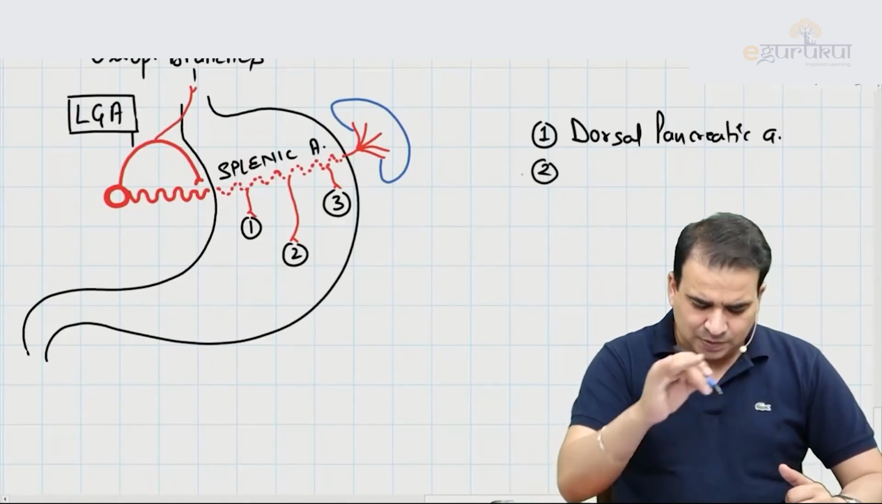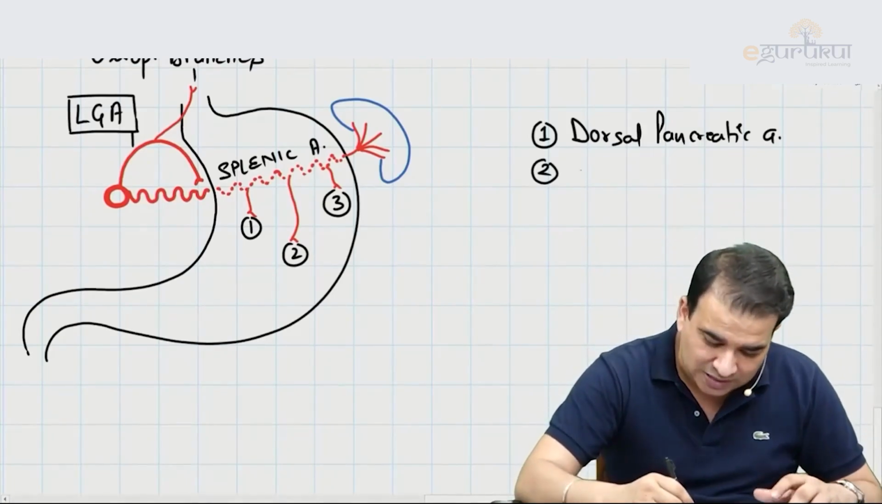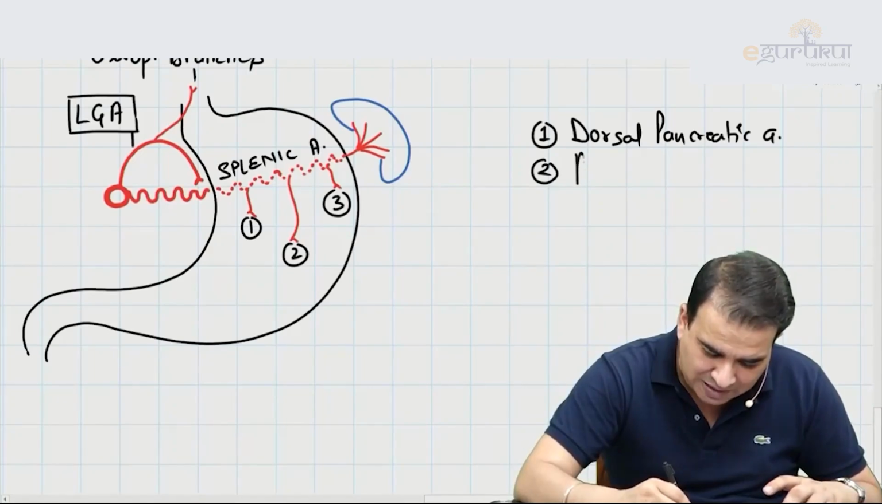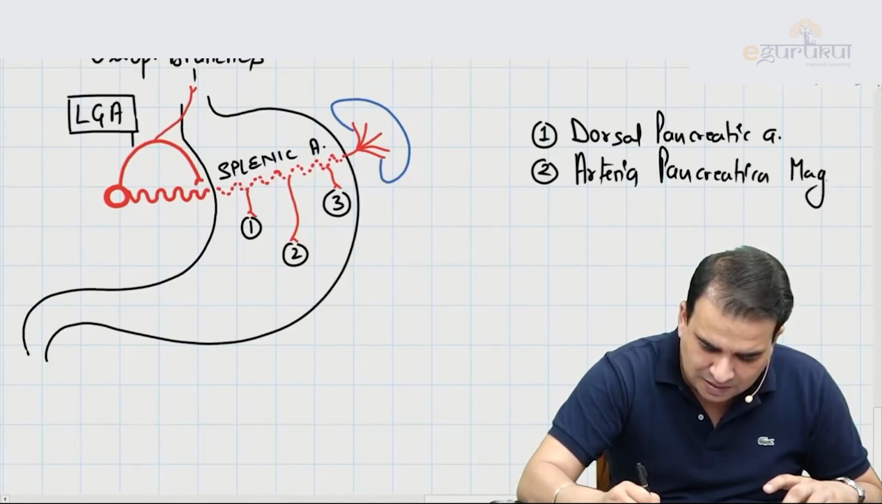Now, second branch, I just purposefully drew it larger because this is the largest artery supplying the pancreas, called arteria pancreatica magna. That is arteria pancreatica magna.